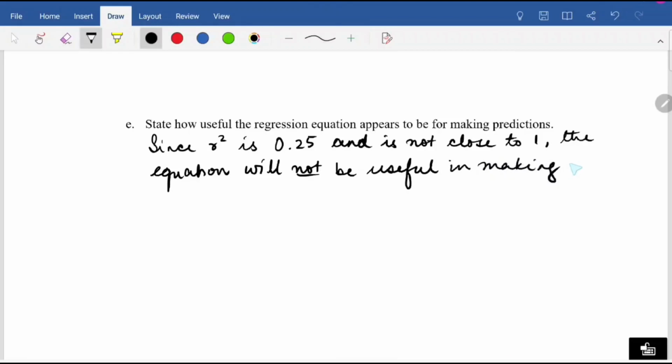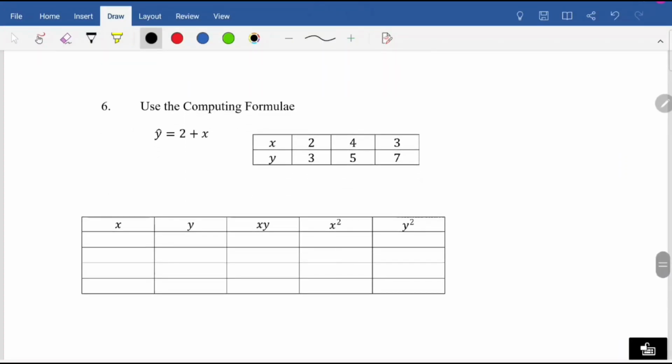Okay, so now we can go to the next question, which is finding the same r squared value using the computing formula. Again, the data set is the same, so we just have to see that we get the same r squared value using a different method, the computing formula. Again, the computing formula is supposed to be a lot more efficient and faster. So let's see if that is the case.